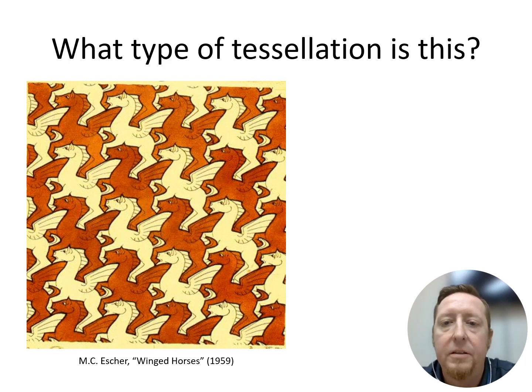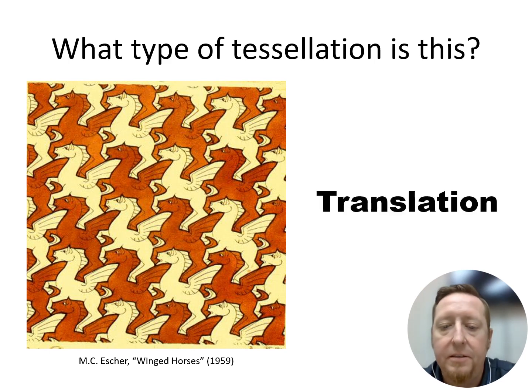Which one do you think this one is? Yep, this is a translation tessellation because we are just moving the horse over and over, but we're changing it by changing the color.